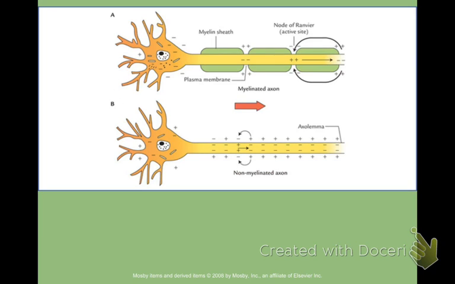In a myelinated neuron, look at this picture here. In a myelinated neuron, the action potential can jump from one node to the next. Instead of like in a non-myelinated neuron, it has to travel like that, dominoes falling.